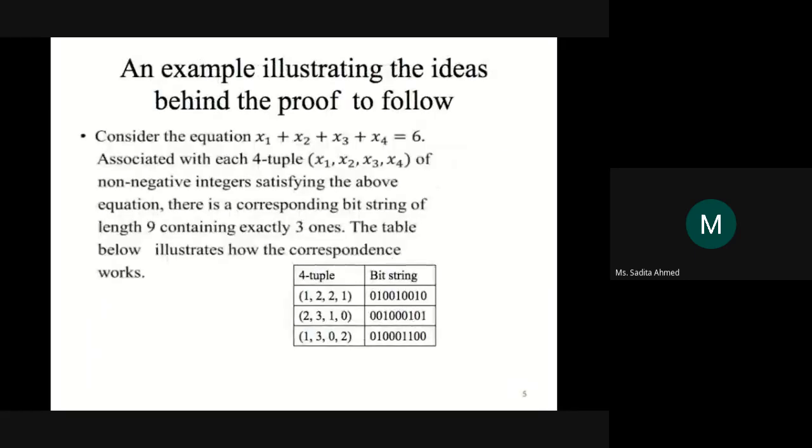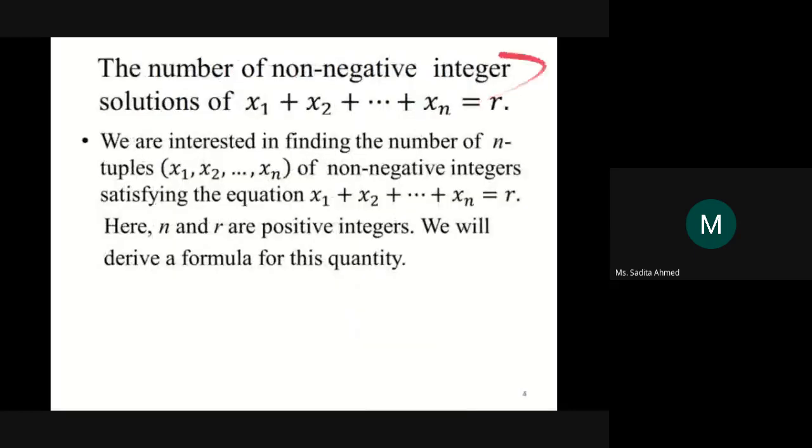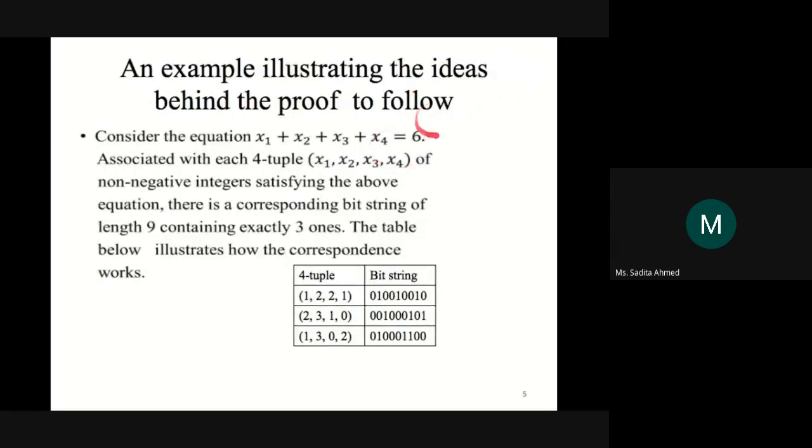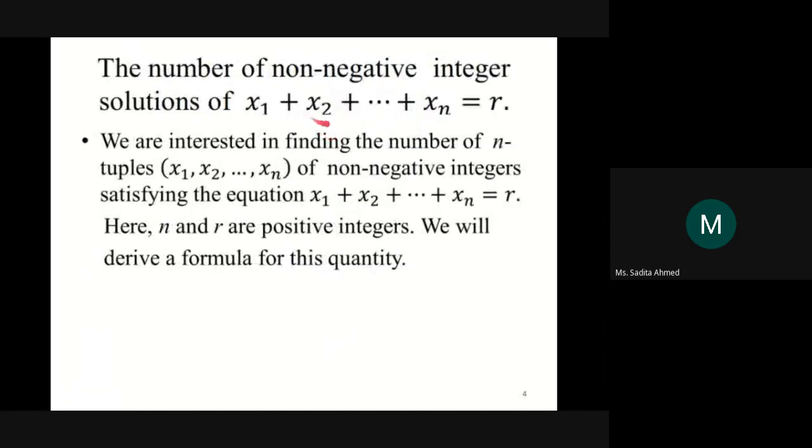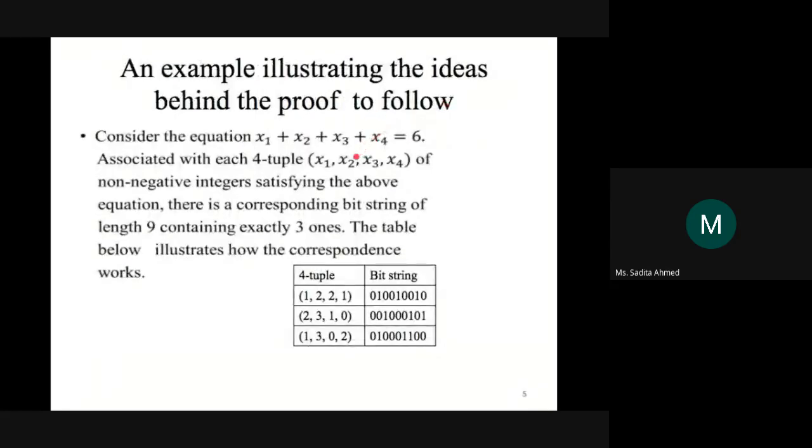So first, let's establish clearly what it means. This is an example of such an equation. R would be some constant on the right-hand side, and on the left-hand side, you have n number of x's. Here we have 4 x's. We have to count the total number of non-negative integer solutions to such an equation. What is one possible solution? 2, 2, 2, 0. x1 is equal to 2, x2 is equal to 2, x3 is equal to 2, x4 is equal to 0. That gives us 2 plus 2 plus 2 plus 0, which is 6. So that is one possible solution.